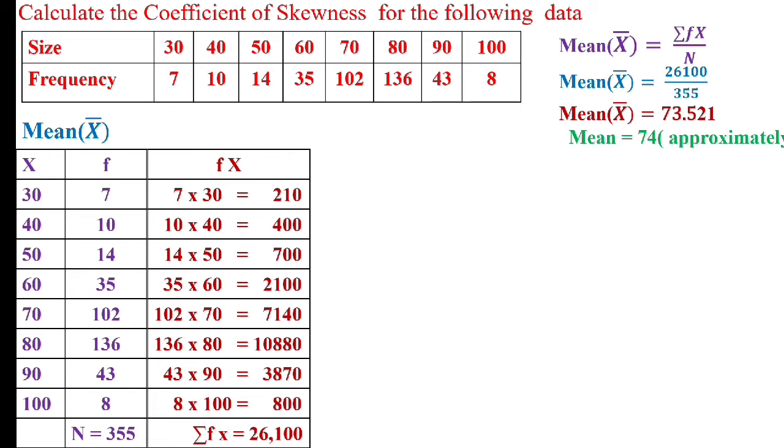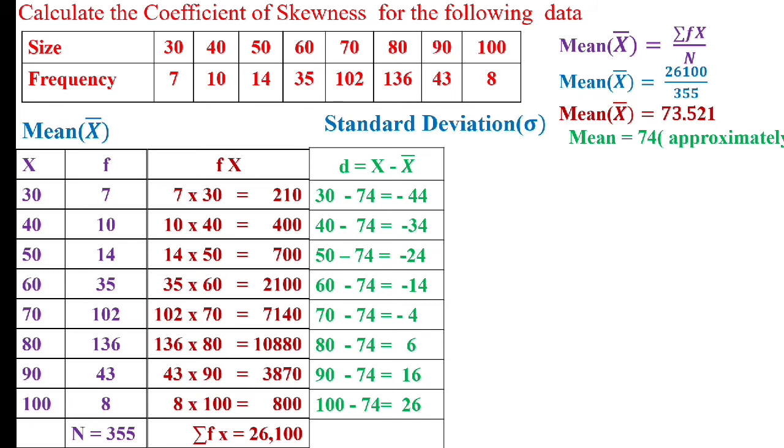Now we take the mean as 74, that is x bar. Based on the mean we need to find the deviation, since we are going to find the standard deviation. d is equal to x minus x bar. Here x bar we will consider as 74.